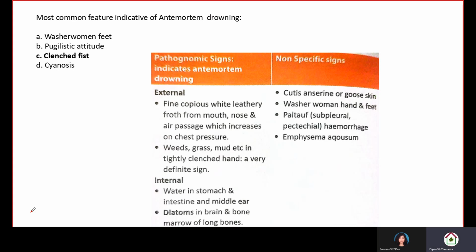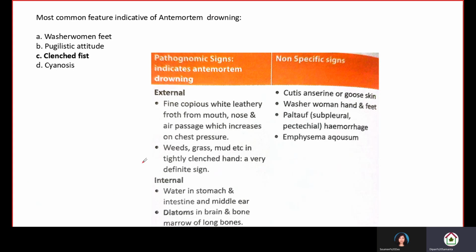So the answer is clenched fist. First, antemortem drowning. What are the signs of antemortem drowning? You have to understand that when the person drowned in the water, he was alive. So if an alive person drowns in the water, what will he do?